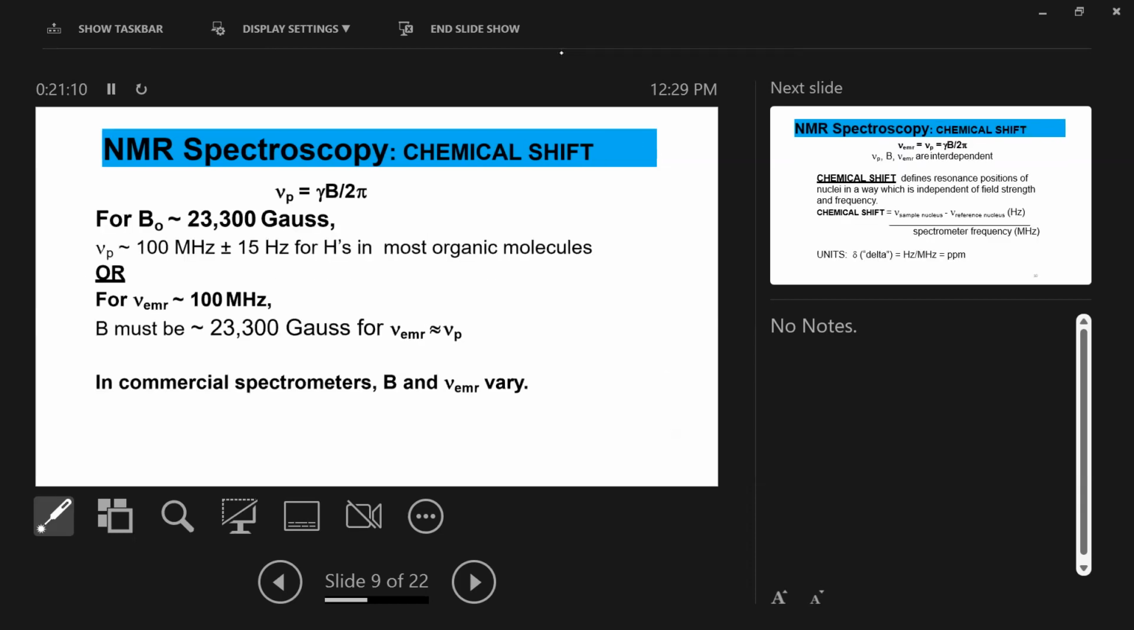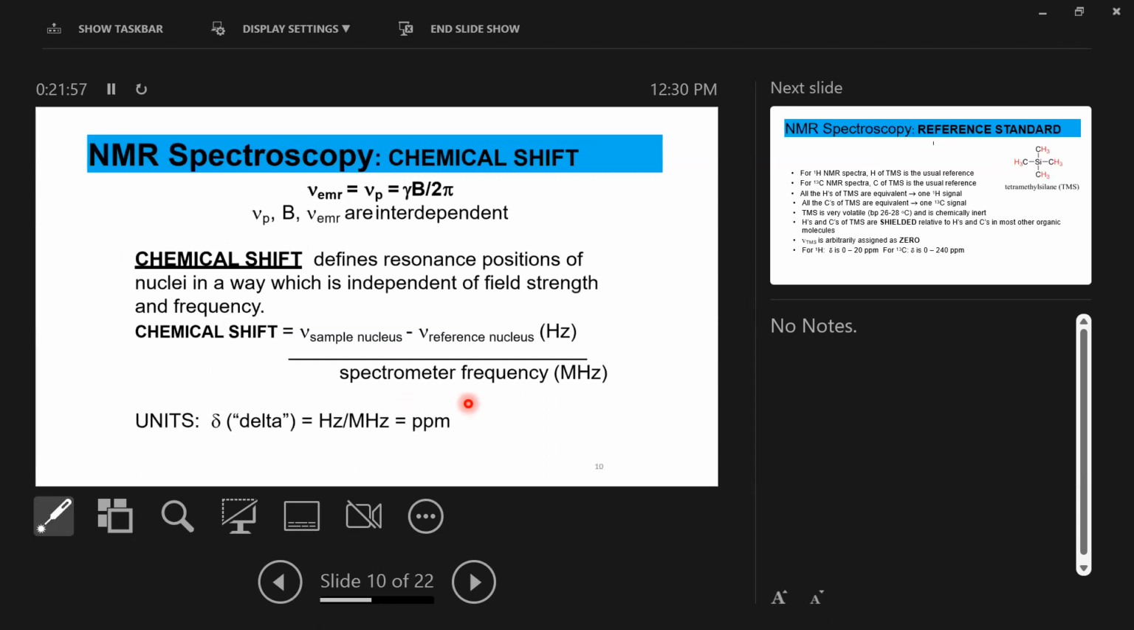All right, so chemical shift. Now for the primary magnetic field, you get these types of field strengths. The frequency at which it precesses is going to be 100 megahertz plus or minus 15 hertz for hydrogen in most organic molecules. But the magnetic field strength must be this value for resonance to actually take place. All right. So in commercial spectrometers, the frequency of electromagnetic radiation will vary. You can either increase the magnetic field strength, or you can increase the frequency of the radiation that is used. Those are the two ways. Typically, the more common one is that you vary the magnetic field.